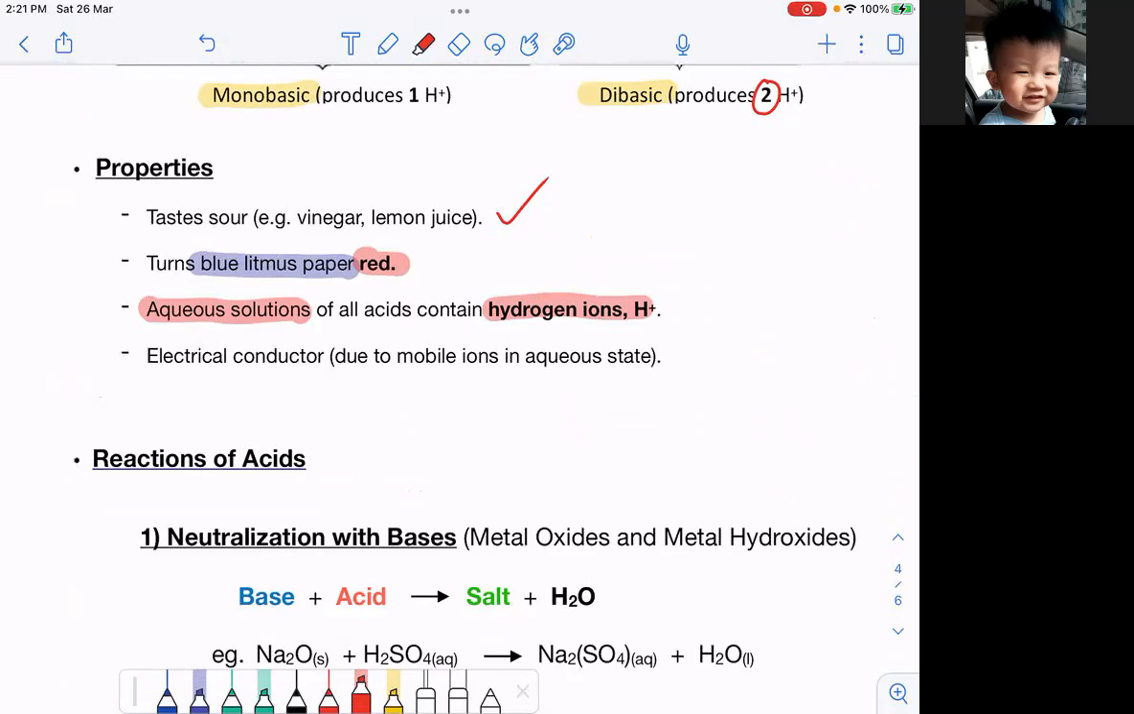Now, the last one is hard. It is hard because you need to have strong concepts in bonding. All acids are electrical conductors because, who can correctly tell me when we learned bonding? What did I say? You need two conditions to be an electrical conductor. To be an electrical conductor, you need either what?